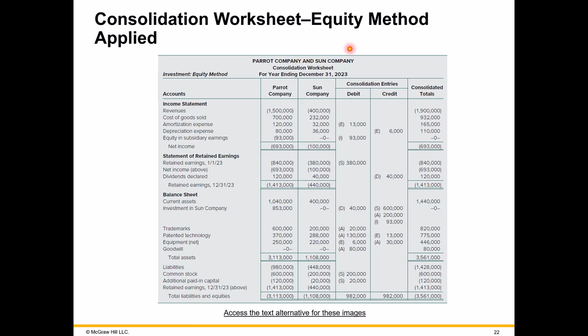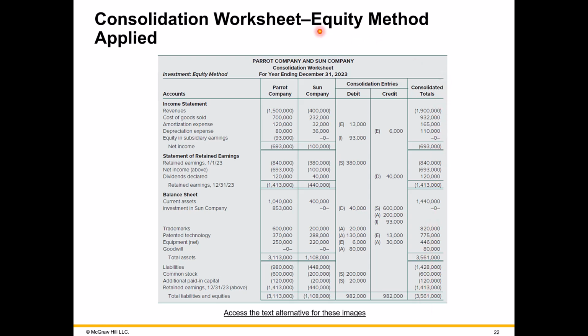Part 2 of our Chapter 3 video lecture. What you're looking at is where we had left off in the Part 1 video. That's the consolidated worksheet at the end of the first year. Remember, at this January 1st, our parent company had acquired all of the stock of its sub company. And we got our consolidated totals over here.